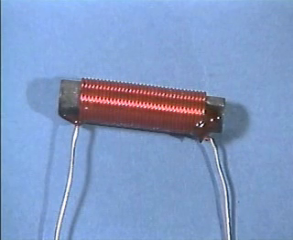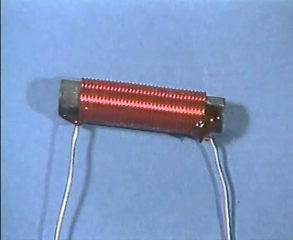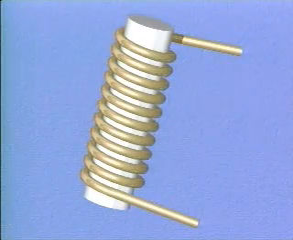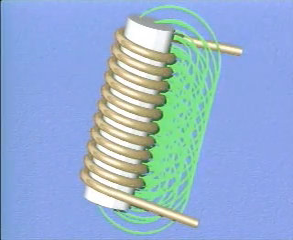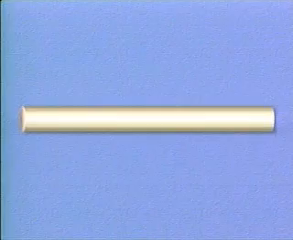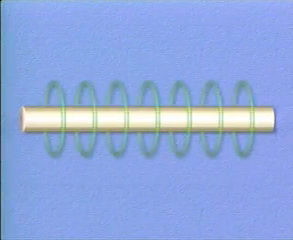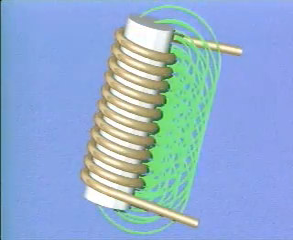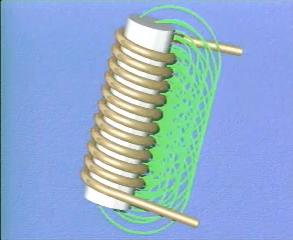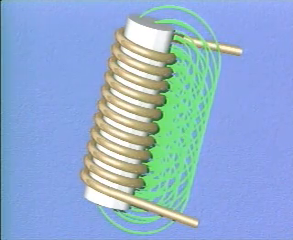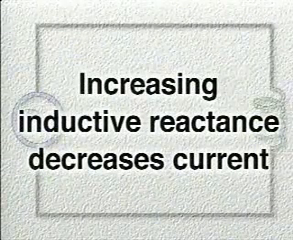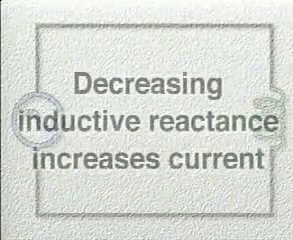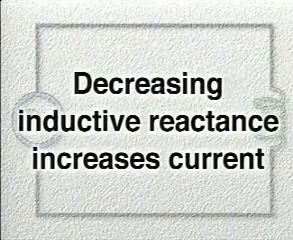The inductive reactance that a coil provides can be further increased by placing an iron core inside the coil. The iron core concentrates and directs the magnetic field that the coil produces. So, inductive reactance can be increased by coiling a conductor and adding an iron core. Now, because inductive reactance limits current, when you change the inductive reactance, you are also changing current. Increasing the inductive reactance decreases current, and decreasing the inductive reactance increases current.